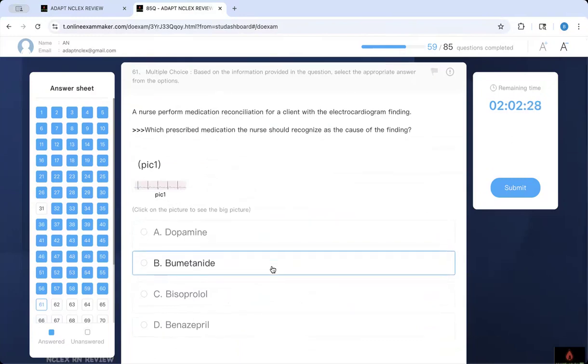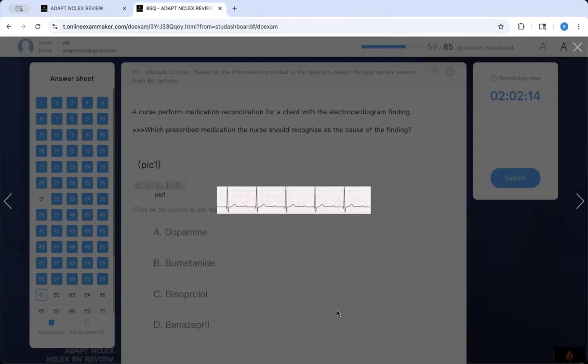Which prescribed medication should the nurse recognize as the cause of the finding? What finding? The nurse performs medication reconciliation for a client with the electrocardiogram finding. This is what we find. What do you think? Electrocardiogram finding. So what do you want to do? This is the finding. And therefore, we're going to read it and figure out what kind of rhythm that is. You can see it's uniform from here to here. This is all uniform. So this is sinus.